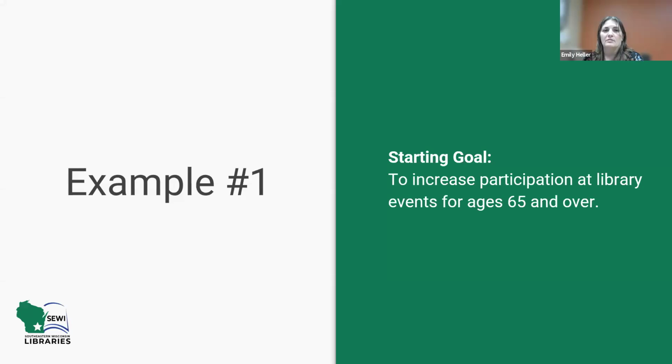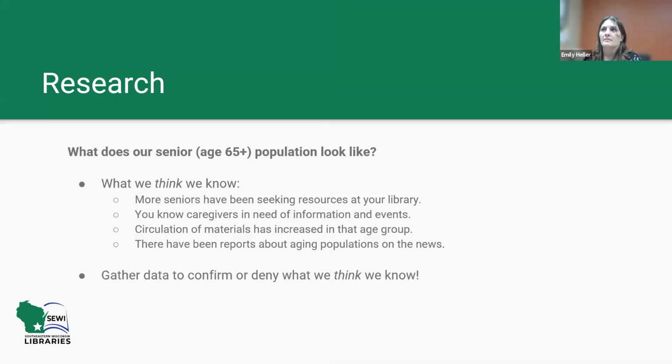So for the first example, we will use "increase participation at library events for ages 65 and over" as the starting goal. So what does our senior population look like? Let's begin with what we think we know. What do you see or hear or find at your library?